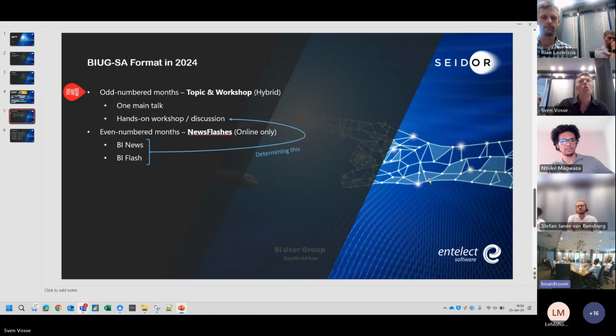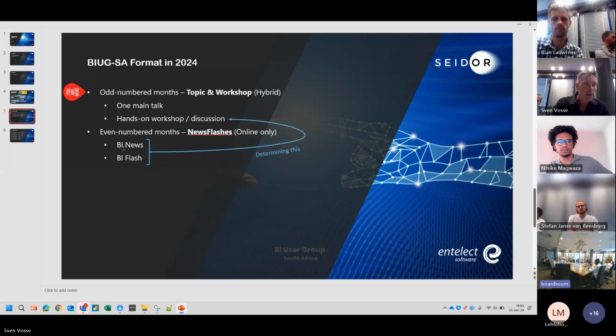The topic of that workshop normally comes from the even month sessions, which are BI news and BI flashes. Sometimes something will come up there which we can go away, practice and try out on our own time. Then at the next session, the odd-numbered month's hands-on workshop, we collaborate and say, well, I found it easy or hard, and I got stuck here. We've done that on data marts, on Fabric, and two or three other times as well. So we don't always do that, but that's the main theme.